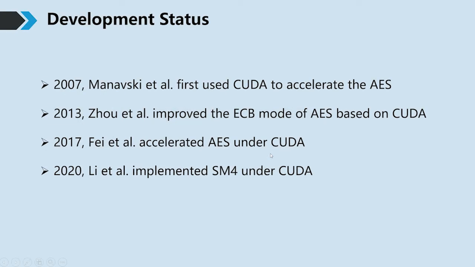First of all, I will introduce the development stage. In 2007, Manavski first used CUDA to accelerate AES and proposed a T-table to improve the performance of the cipher. Since then, most teams' work mostly follows their scheme. In 2013, Jo aimed at the shortcomings of the ECB mode of AES and improved the results based on CUDA. Then, Fei accelerated AES under CUDA, and the acceleration obtained was about 3 times faster than that of Manavski. And for the first time, he analyzed the performance from the perspective of acceleration efficiency.